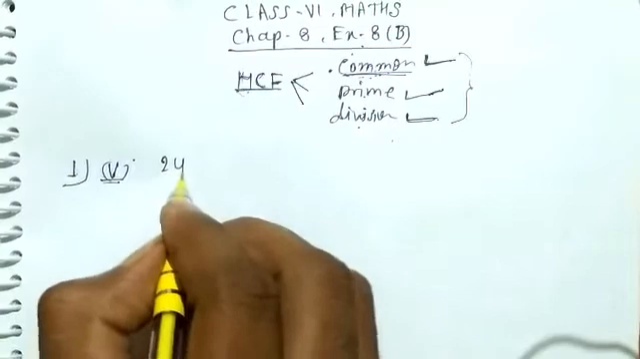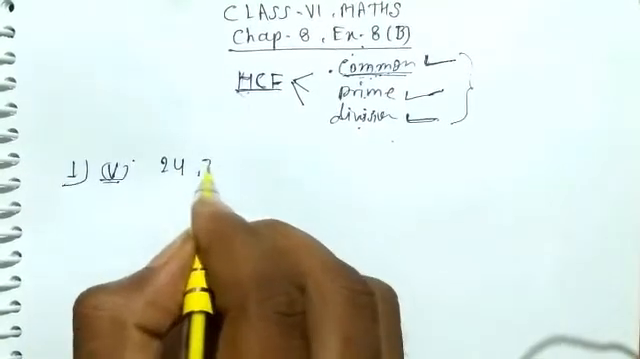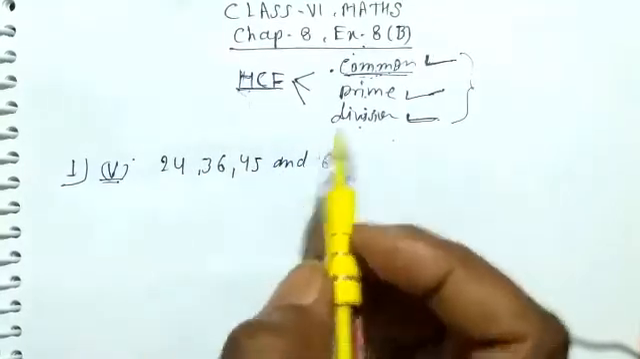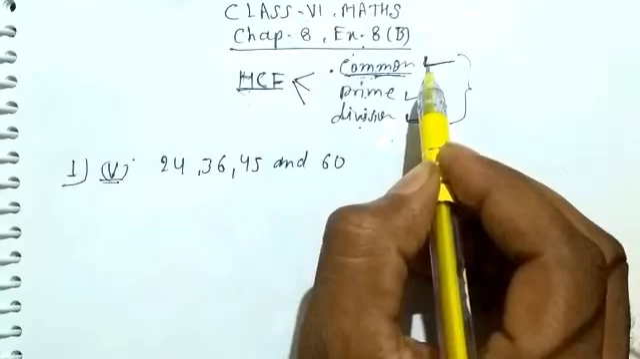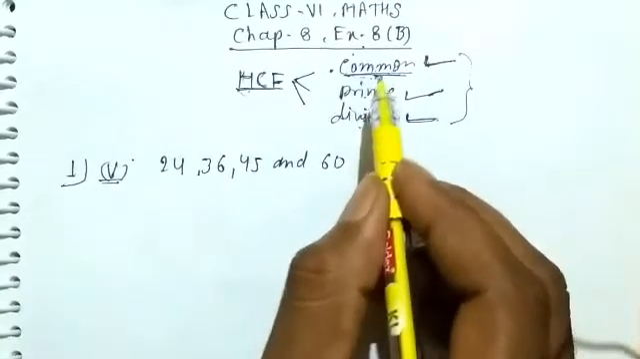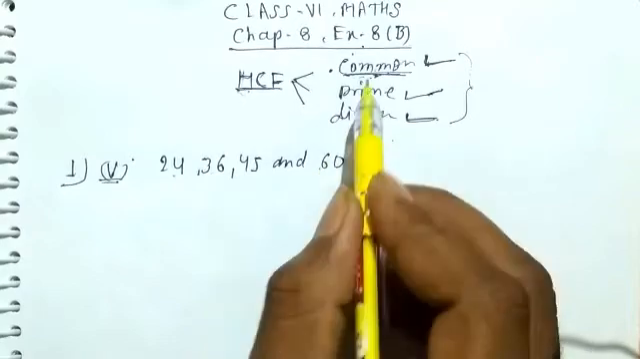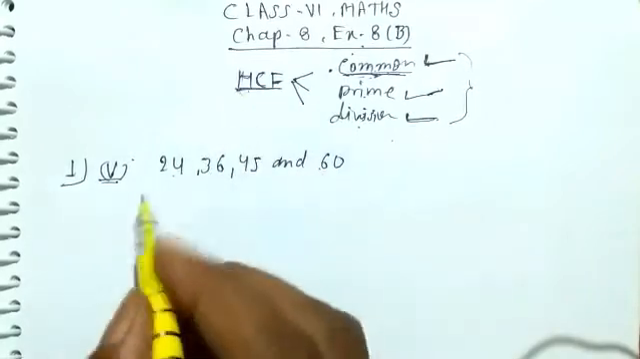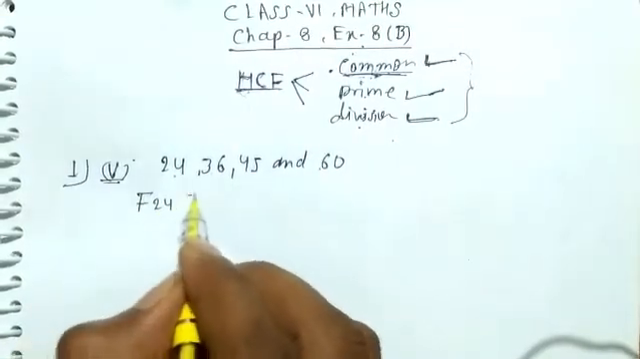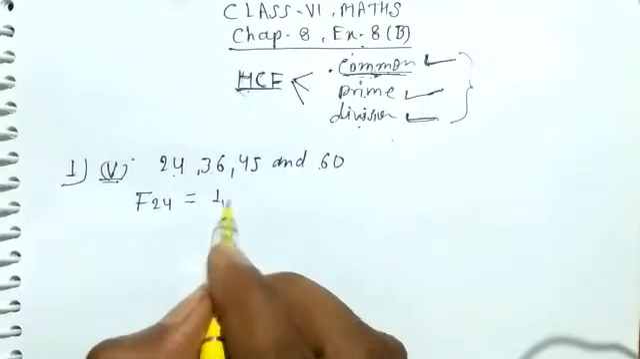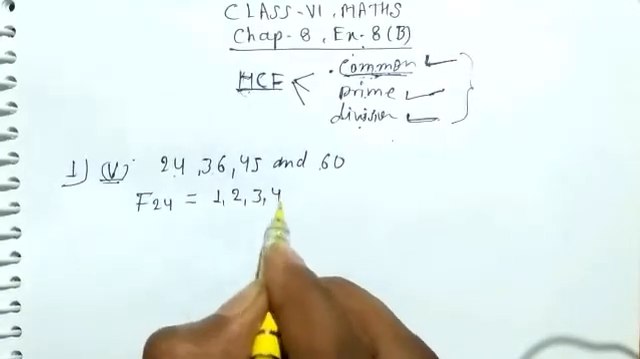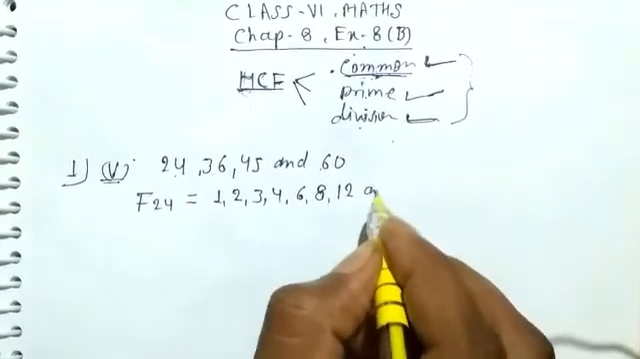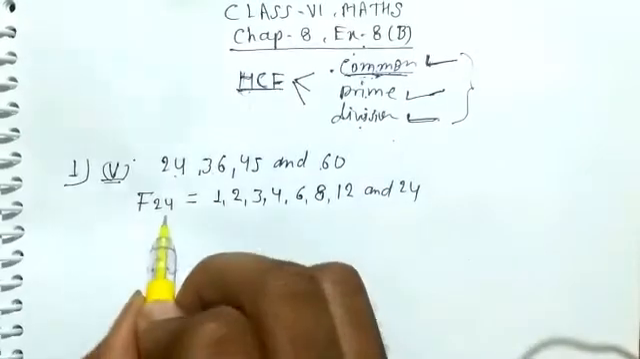This is 24, 36, 45 and 60. The method is the common factor method. It means we will find out the factors of these numbers, then find out the common factors, then we will find out the highest common factor. So first of all, find out the factors of 24. The factors of 24 will be 1, 2, 3, 4, 6, 8, 12 and 24.